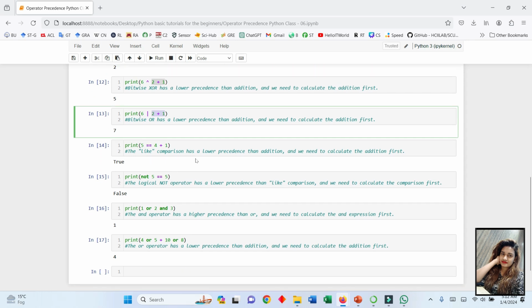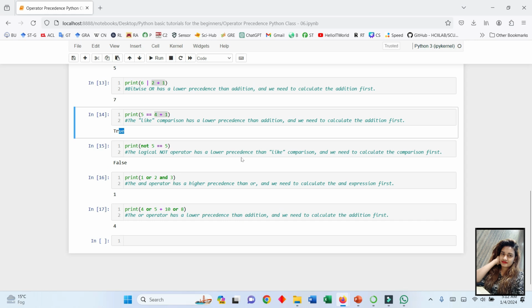Then comparison has a lower precedence than addition. That means again we have to add first, then check whether it is equal or not, then reveal the result. The logical not operator has a lower precedence than the comparison operator. So first we need to calculate the comparison. If we compare whether 5 is double equal to 5, is it true? Then add not, that means not true, which gives the result false.